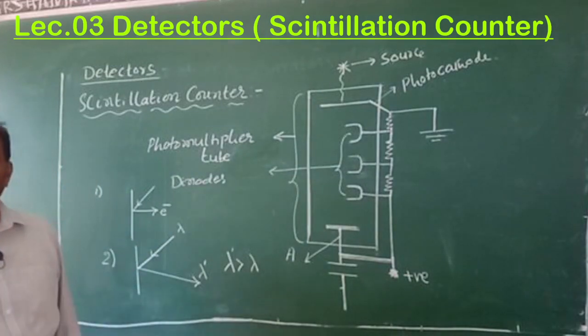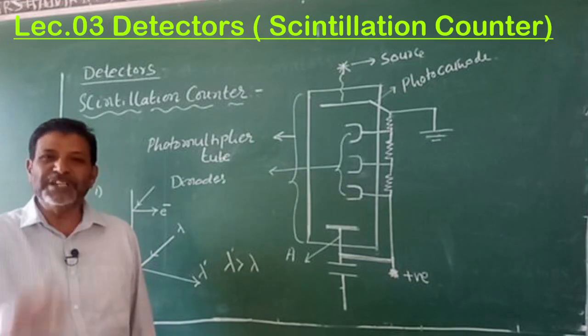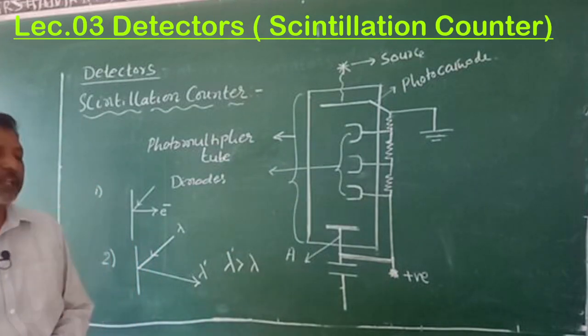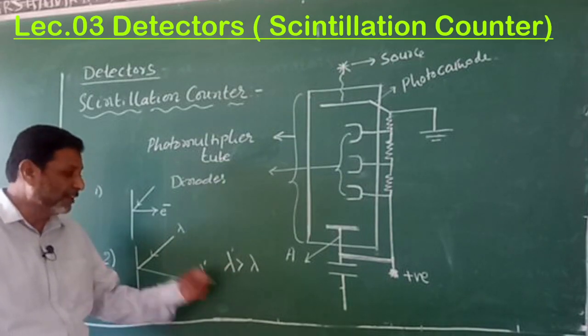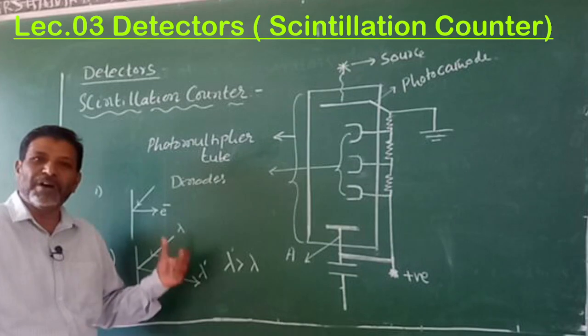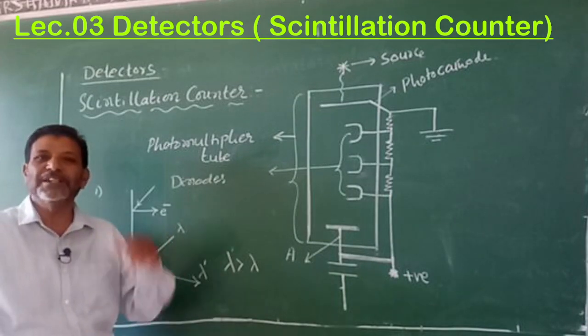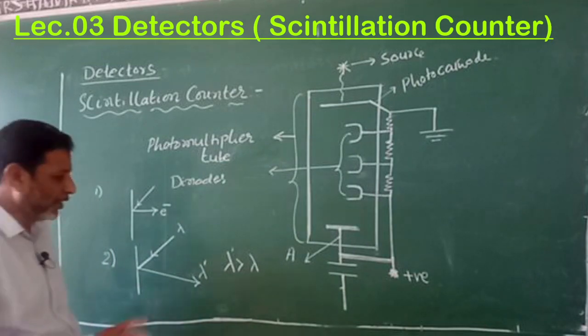What is it? When radiation of a certain wavelength is incident on any surface, it was found that the wavelength of the scattered light is greater than the wavelength of the incident light. This phenomenon, or this effect, is known as the Compton effect.